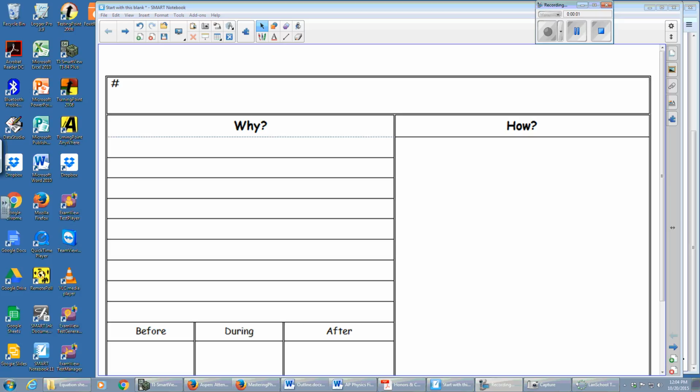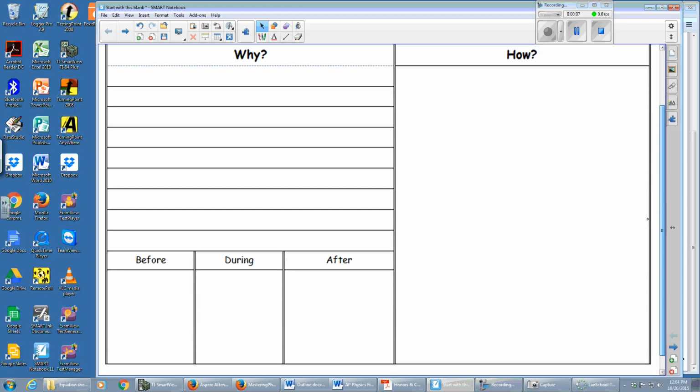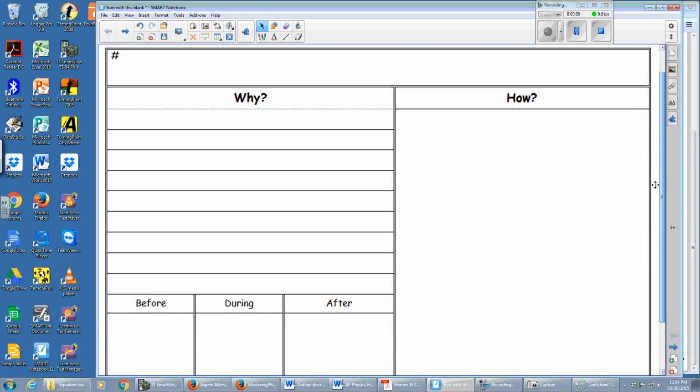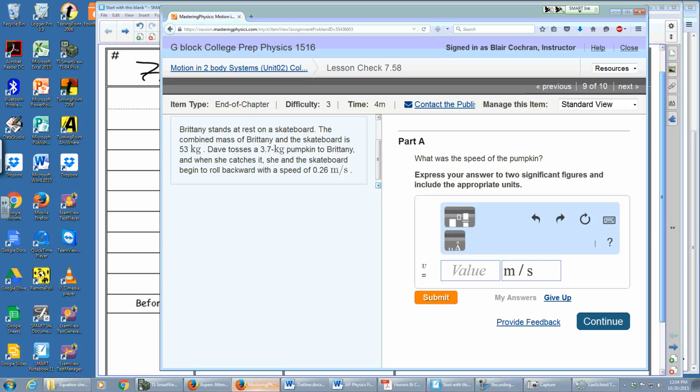We're going to use one that has the 3 parts, since we need to do our diagram for before, during, and after. This is 7.58, I think it is. All right, so we have: Brittany stands at rest on a skateboard.